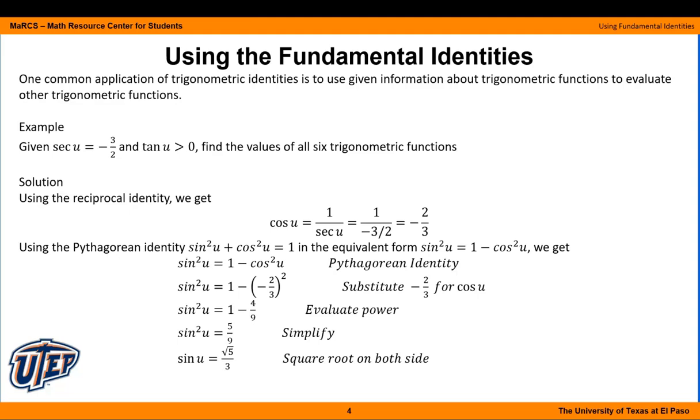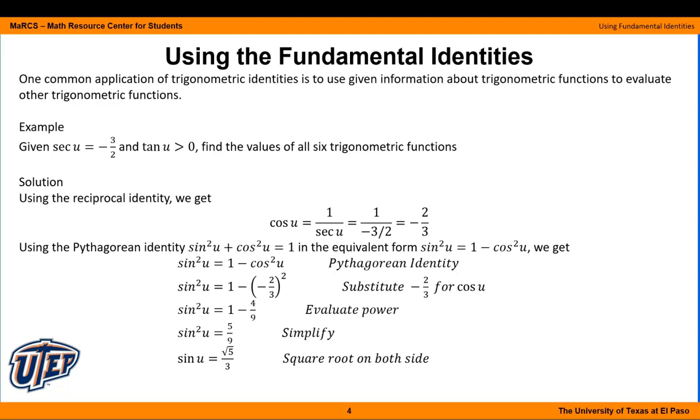One common application of trigonometric identities is finding all 6 trigonometric functions when only partial information is given. In this example, we're told that secant of u equals -3/2 and that tangent of u is positive. We begin by using the reciprocal identity to find cosine. Since secant is the reciprocal of cosine, cosine must be -2/3.